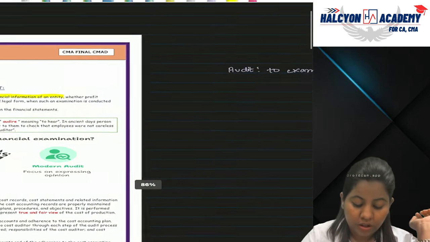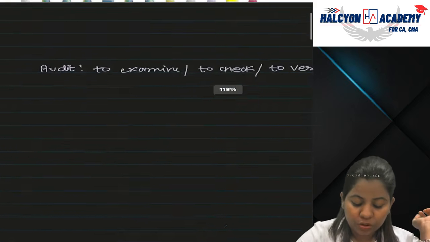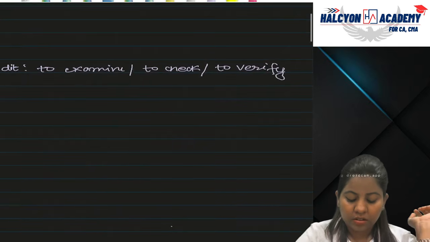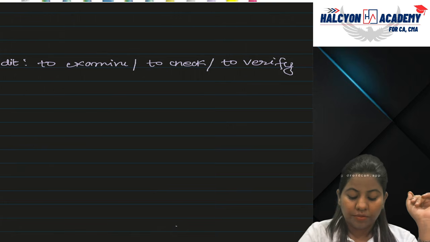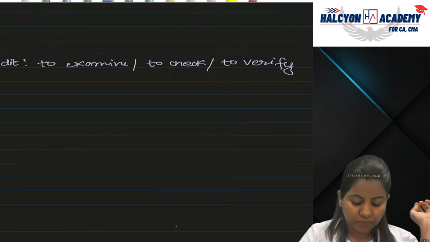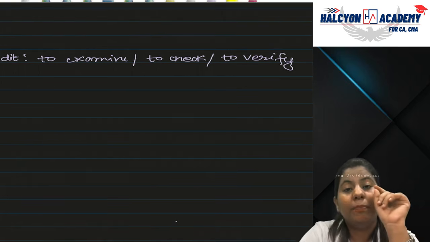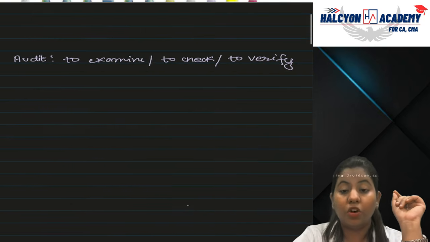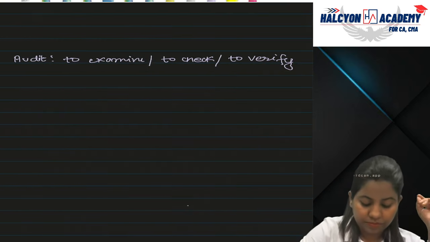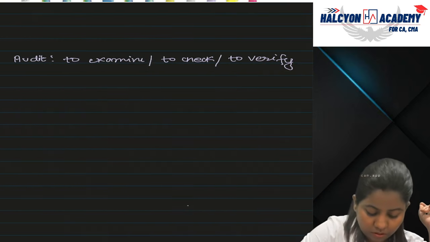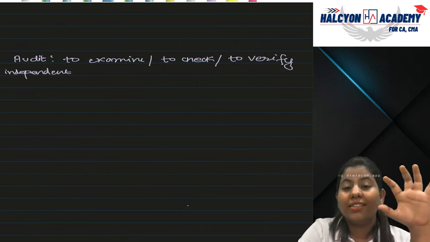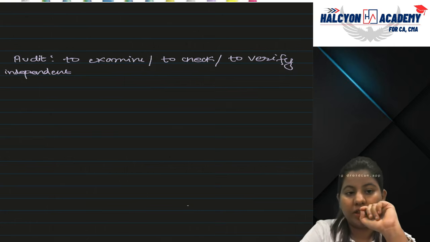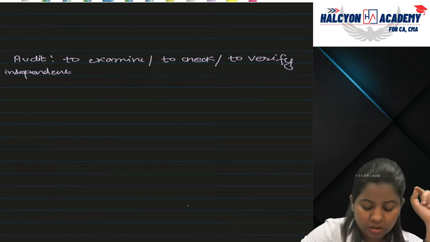See what it is saying. Let's break the definition into small parts and I will tell you the meaning of each and every word and each and every part. So audit is an independent examination. What is the meaning of the word independent? Who performs the audit? An auditor. So an auditor is an independent person.